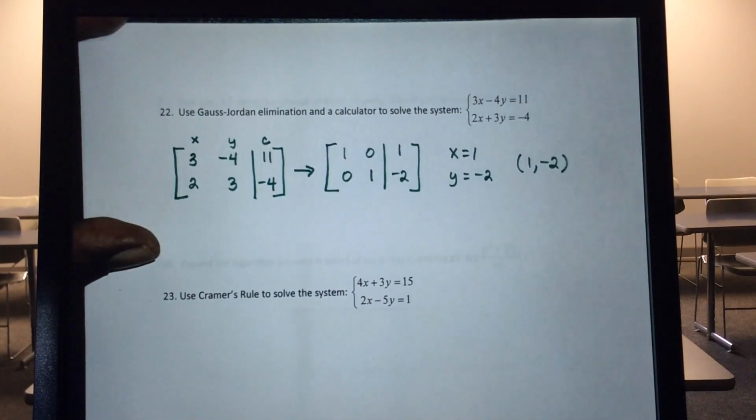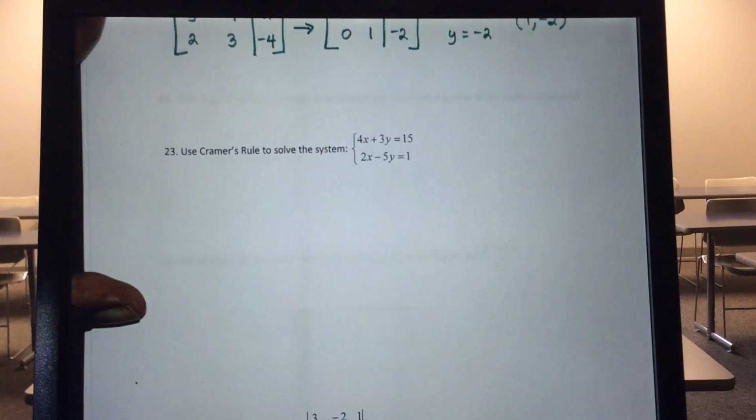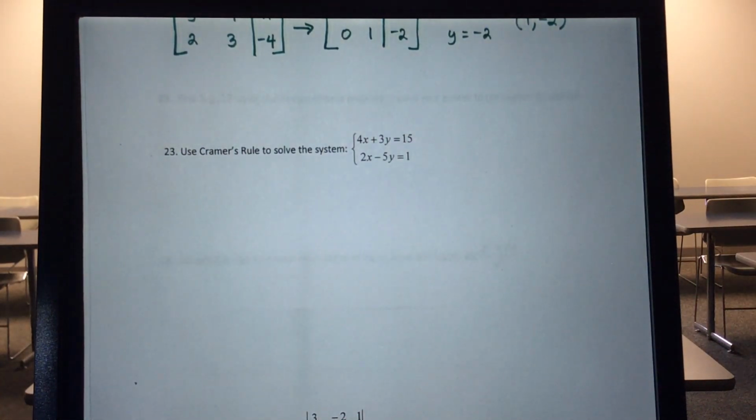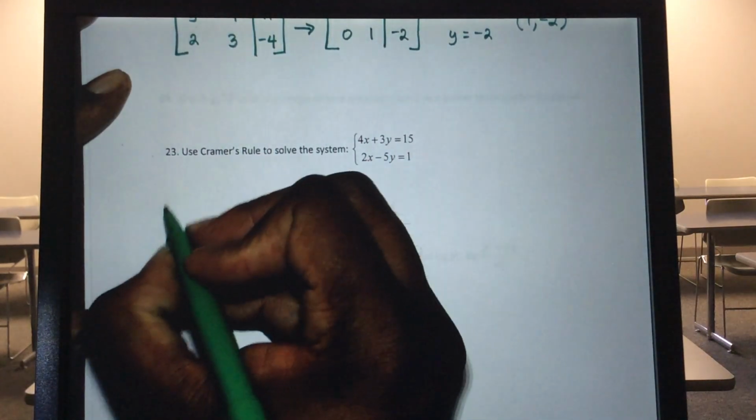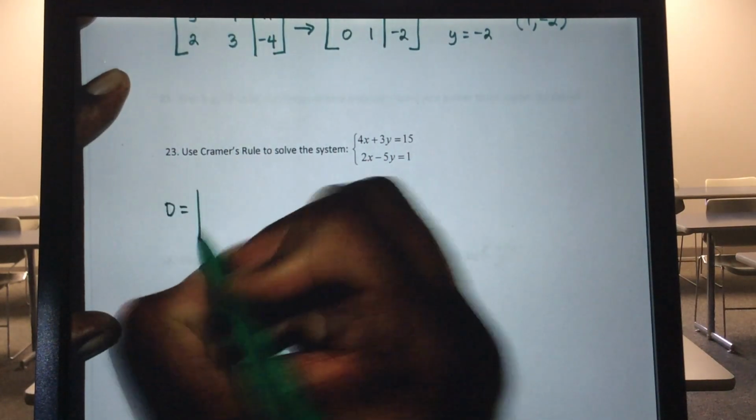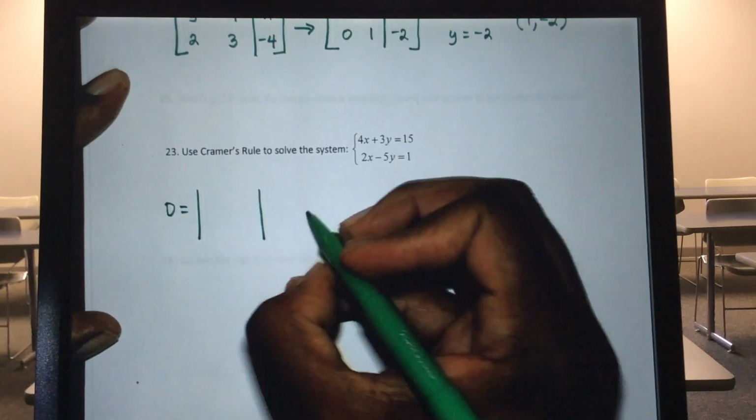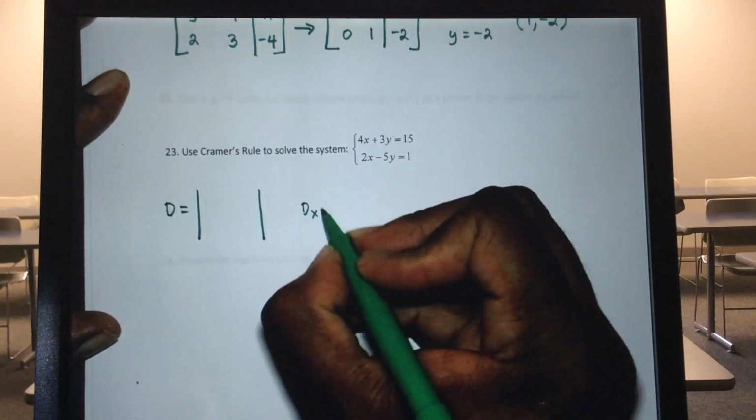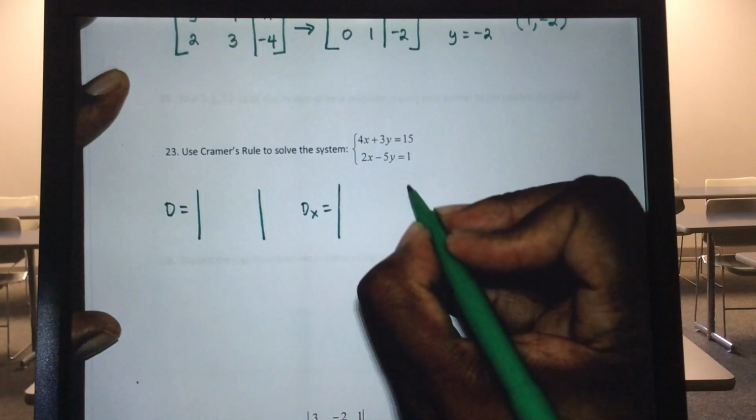Number 23. We're going to use Cramer's rule to solve this system. 4x plus 3y equals 15, 2x minus 5y equals 1. If you recall, we need 3 matrices, one for D, one for D sub x, and the other one will be for D sub y.